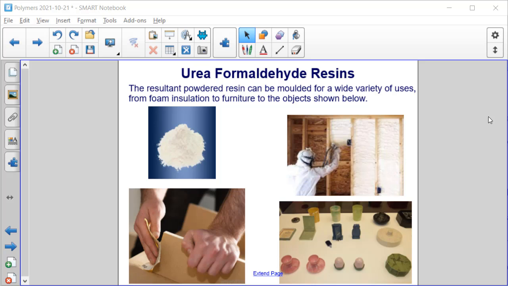The result, or the product here, is a powdered resin, which you can see right here, that can be used for a wide variety of uses. It's used in foam insulation, furniture, resin, and all of these objects, different resin objects that are shown.